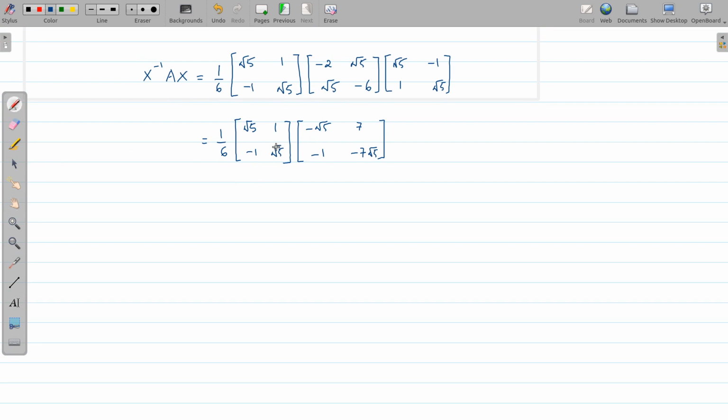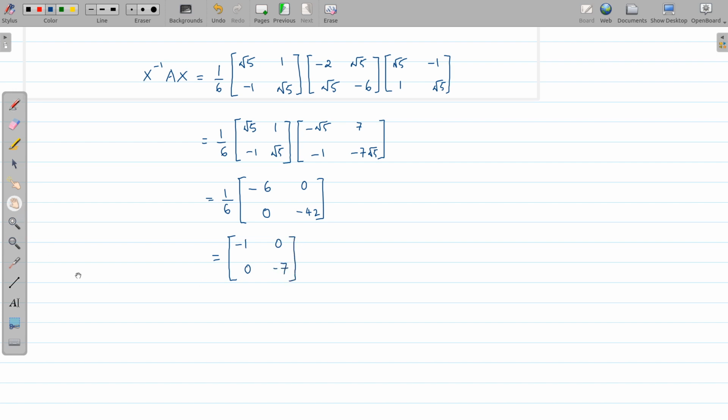Okay, and now we multiply these two matrices. So we have 1 by 6, and when I multiply these two matrices, this is what you'll get. You'll get minus 6, 0 here, 0 here, and a minus 42. And when I divide this throughout, this is divisible by 6. So when I divide this throughout by 6, we'll get minus 1, 0, 0, minus 7.